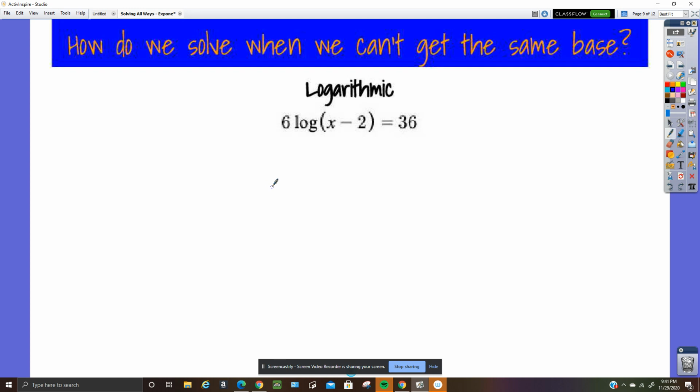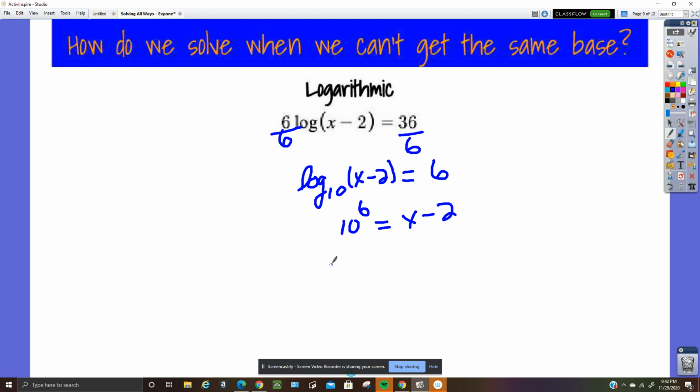For the logarithm equation, you want to isolate the log. So you want to get this log by itself. First thing you're going to do is divide by 6. So log. And I'm going to write a 10 here because that will be helpful when we change it to an exponential. So here's my base, here's my exponent. You're going to change this to 10 to the 6th equal x minus 2.